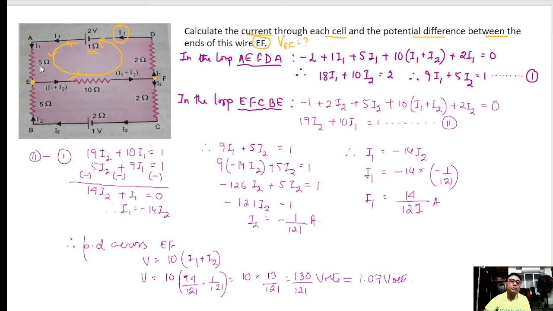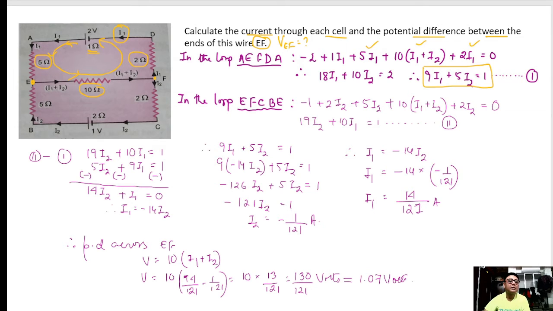And now through 5 ohms, we are moving in the direction of the current. So again it is plus 5 I1. Now through 10 ohms, we are moving in the direction of the current. That means again it is plus 10 I1 plus I2. Now through 2 ohm, we are moving in the direction of the current. So plus 2 I1 equal to 0. So solving this, we get this relation as the first equation.